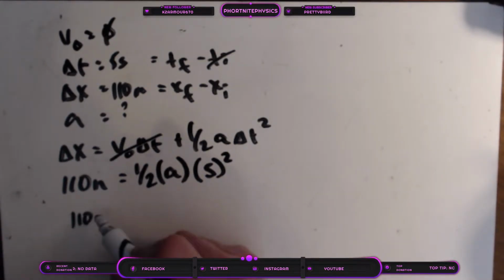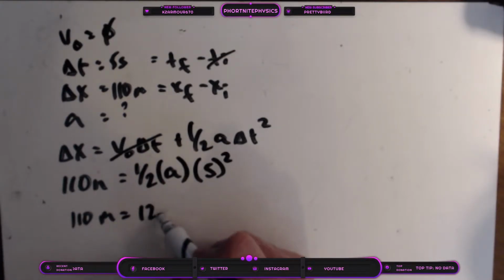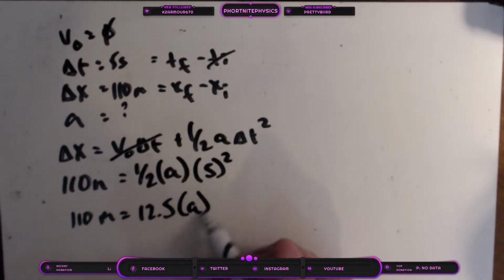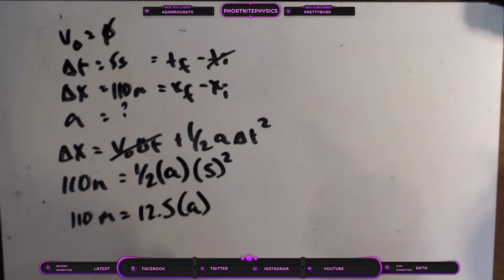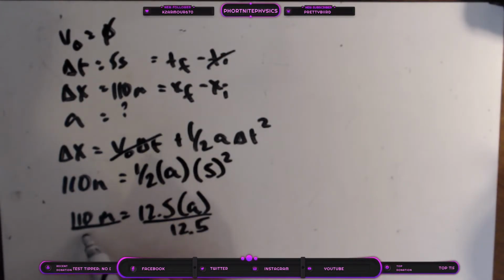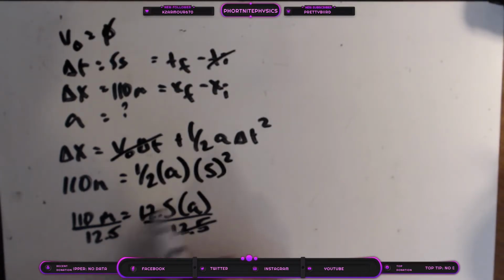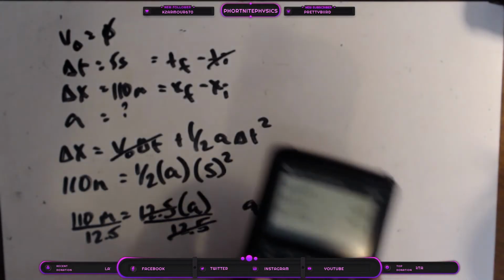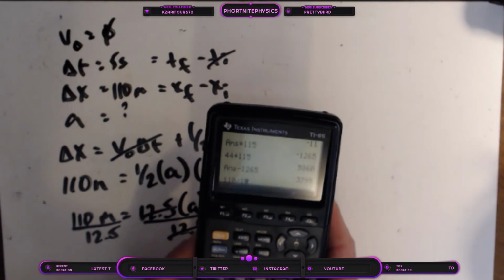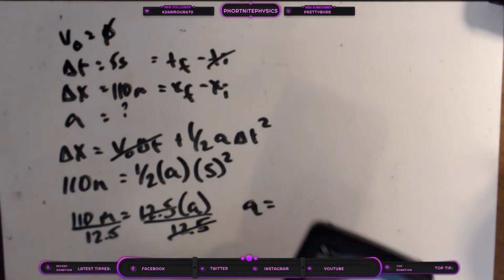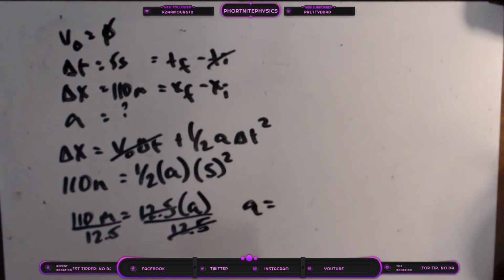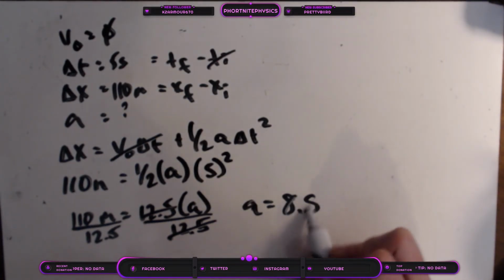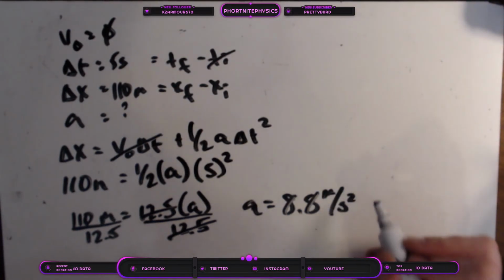So we have 110 meters equals 12.5 multiplied by our acceleration. If we divide both sides by 12.5, we find that our acceleration is equal to 110 divided by 12.5, or 8.8 meters per second squared.